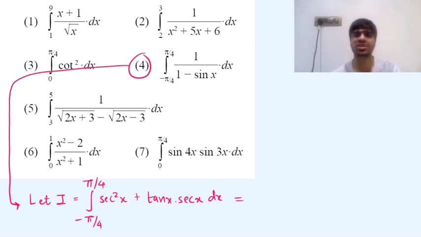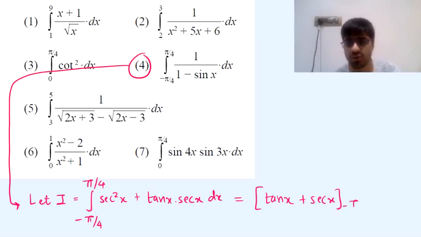So integrating this expression is very easy. This is going to be tan x. Integration sec square x will be tan x, and integration tan x sec x will be sec x. So plus sec x, that goes from minus pi by 4 to pi by 4. Put in the numbers there.